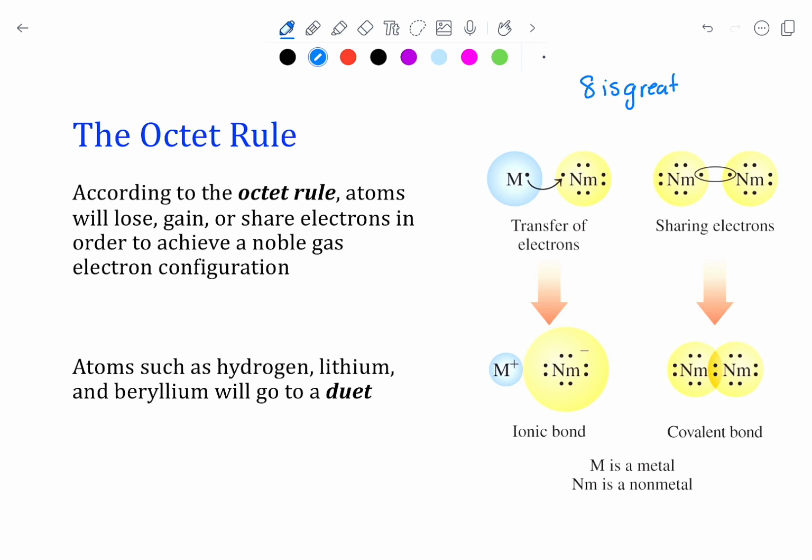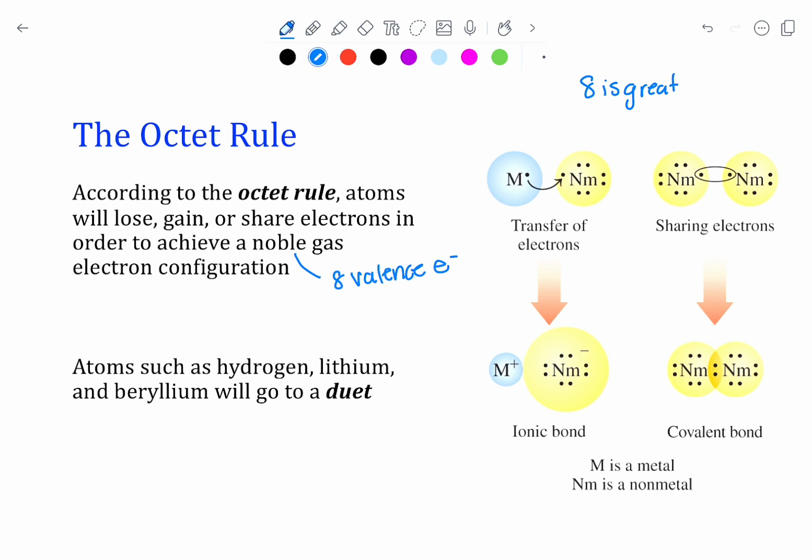This rule comes from the law of octaves that we saw back when we learned about how the periodic table was organized, and this became something we call the octet rule. According to the octet rule, atoms will lose, gain, or share electrons in order to achieve a noble gas electron configuration. And remember, noble gases have 8 valence electrons. So atoms are going to lose, gain, or share electrons in order to have 8 valence electrons, or to be more like a noble gas.